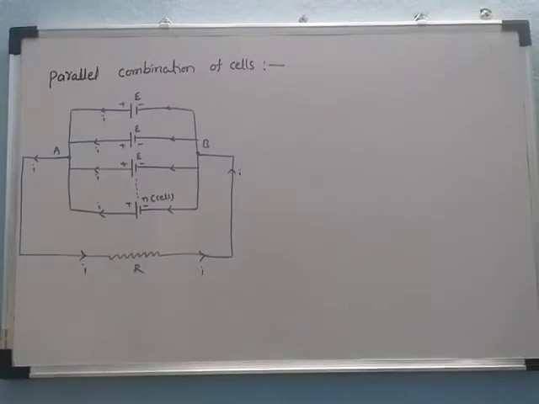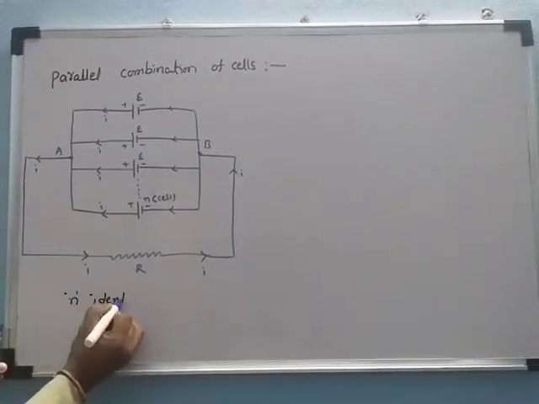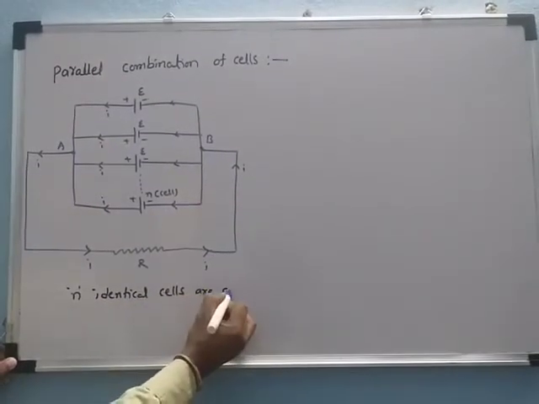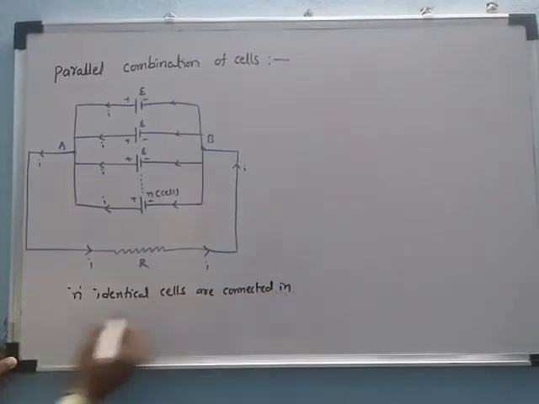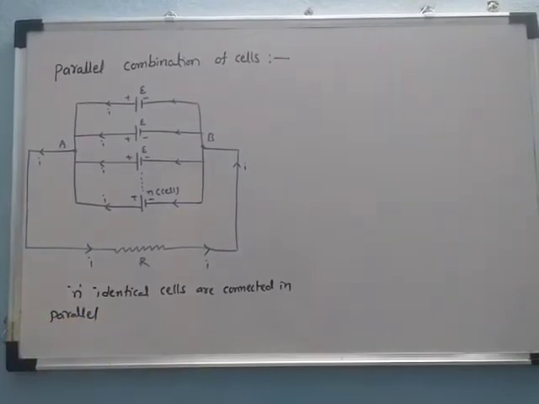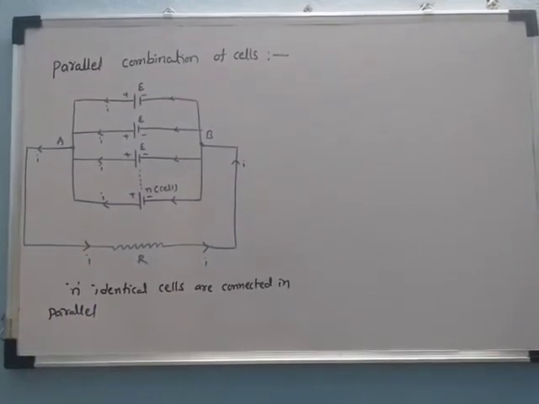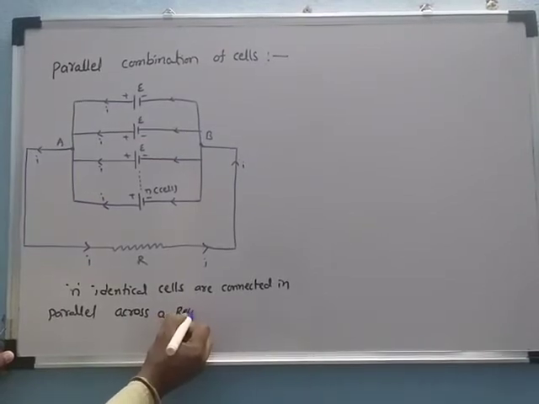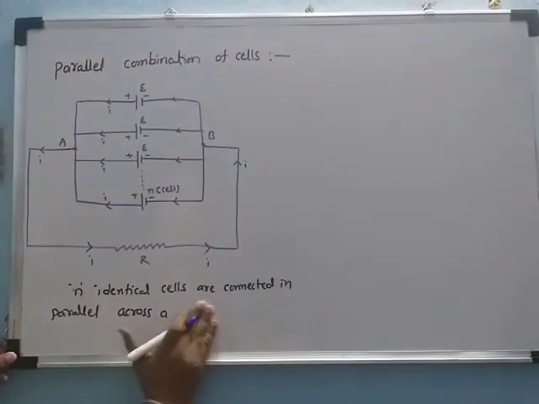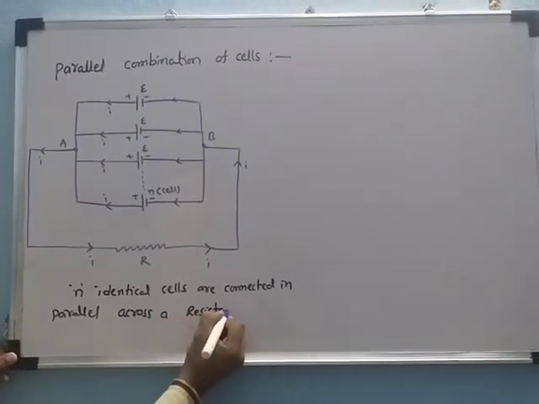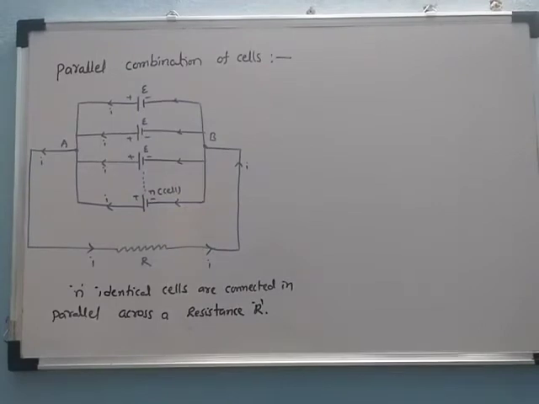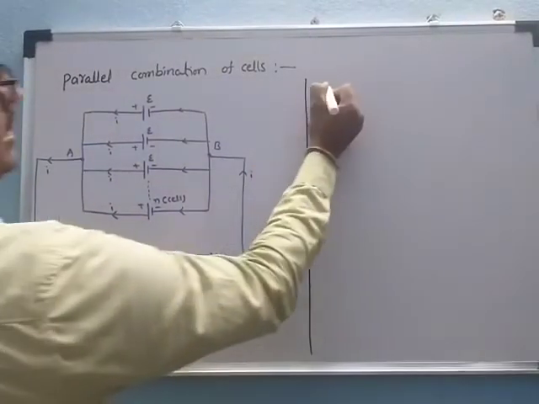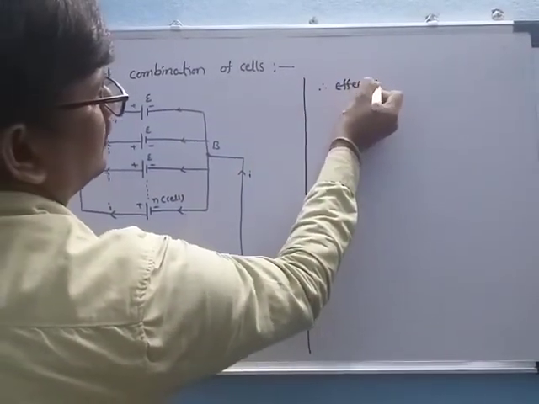So now, n identical cells are connected in parallel across a resistor, resistance capital R. Therefore, the effective EMF.